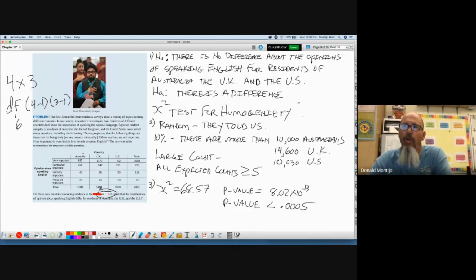All right, we have one more type of test to look at, but fortunately for us, it's very, very similar to the previous 2 that we just did.